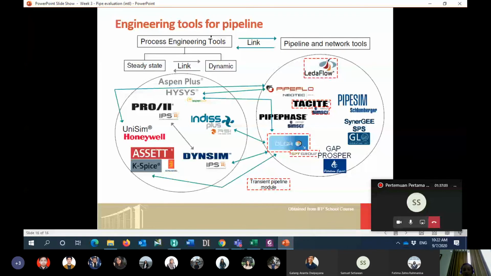This is the software that you usually use for the pipeline evaluation. Is there any question?